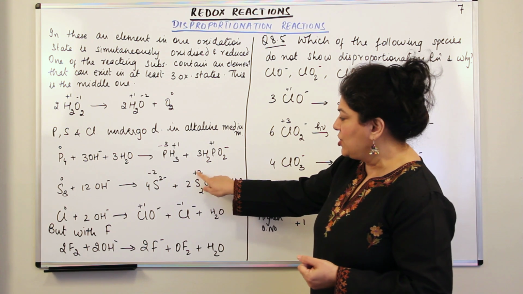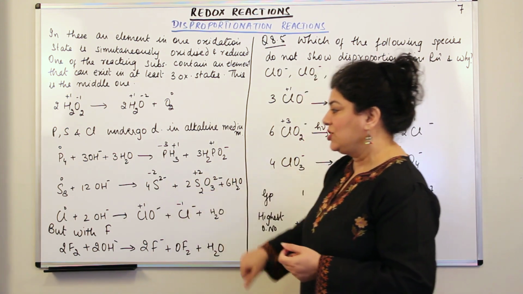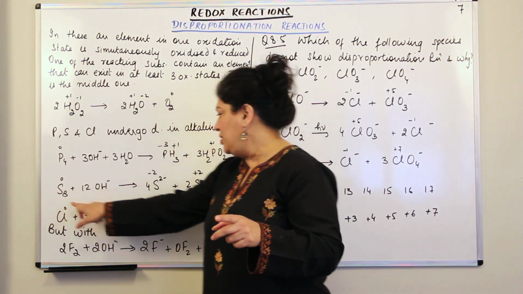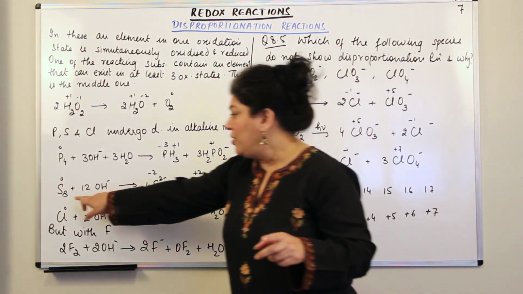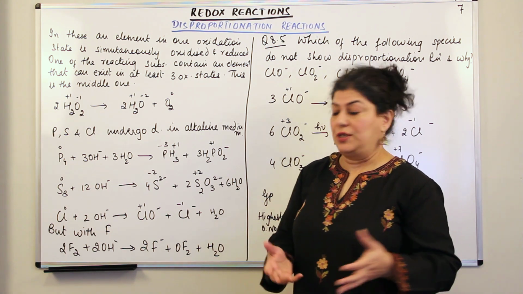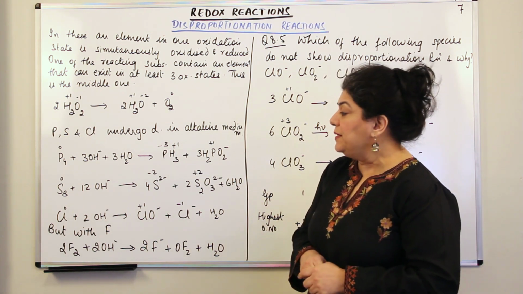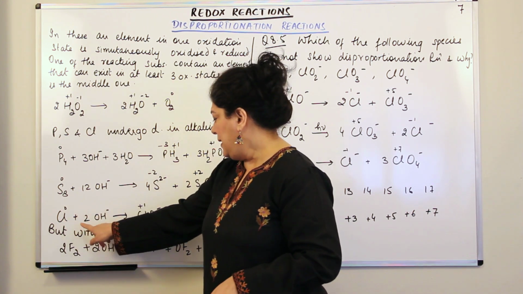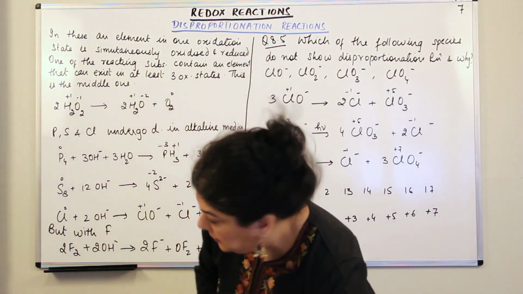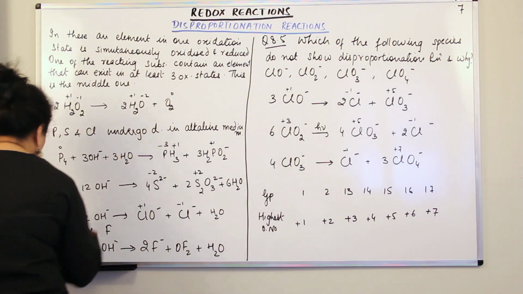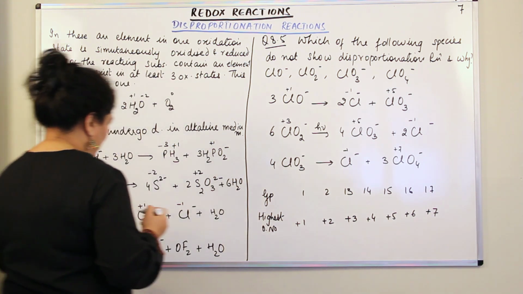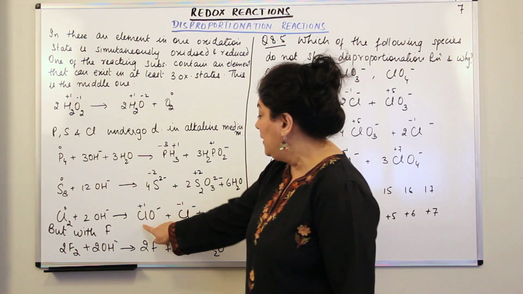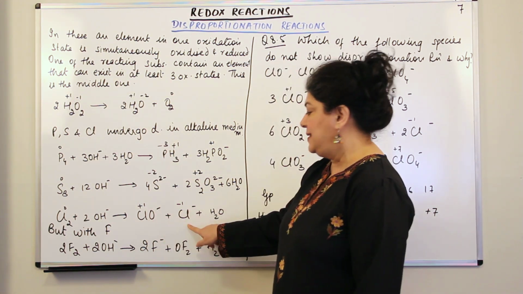So here sulfur has a charge of +2, and here it has a charge of -2, and in S8 it had a charge of 0. So from 0 to -2 it got reduced. From 0 to +2 it got oxidized. The next example is chlorine. Chlorine is 0 again, it should be Cl2 here. It reacts with OH negative, and it results in the formation of ClO negative and Cl negative.